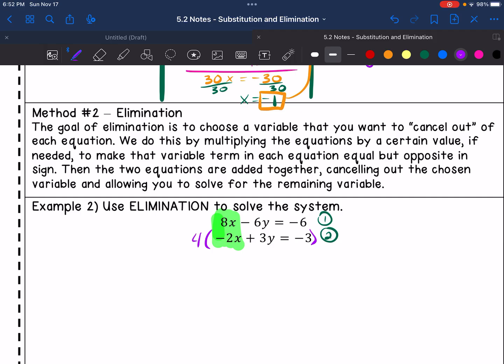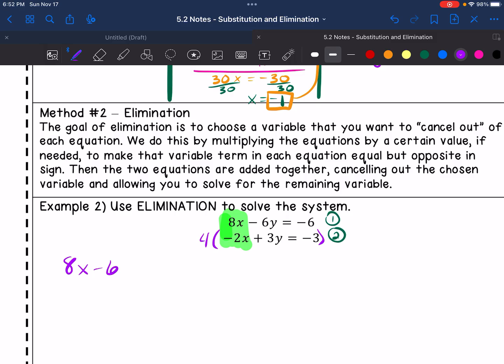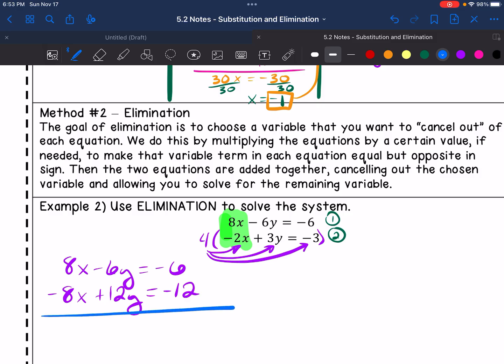So when I rewrite this, I've got equation 1, which was 8x minus 6y equals -6. And then for my new equation 2, I am distributing. So everything's going to get multiplied by 4. So that's going to become -8x, positive 12y, and then equals -12. All right, and so now that my x's are opposite, I'm going to add my like terms together.